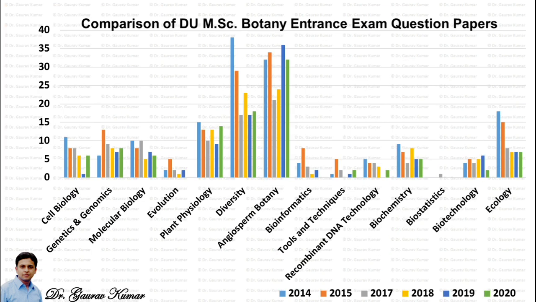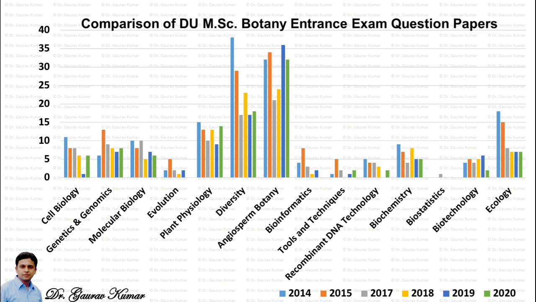So if we compare all these years, like 2014, 15, 17, 18, 19 and 20, you will find that diversity and angiosperm botany were the major contributors. You can take a snapshot of this slide also, so that you can see. For example, the sky blue bar is of the 2014 question paper, the orange bar is of 2015, the gray bar is of 2017, the yellow bar is of 2018, the blue bar is of 2019, and then the green bar is of 2020. So you can easily deduce.